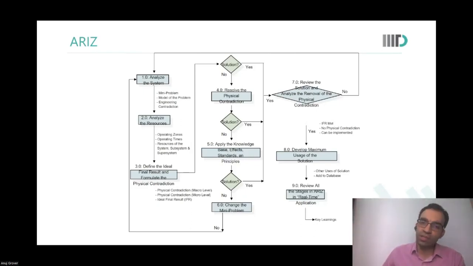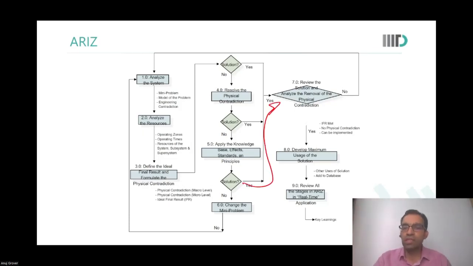If the solution is not there yet, then you try to resolve the physical contradictions with conscious effort. If the solution comes, again, directly jump to step 7. Only then you apply the knowledge base and effects, standards, principles, etc. If the solution still has not come, then you go to step 1, change the mini problem all over again. And if you have the solution, you again come back to analyze the solution.